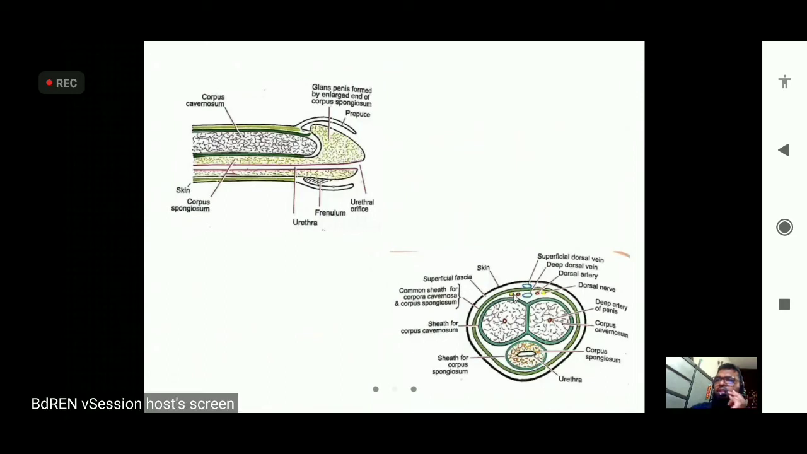One thing you need to know: the side which is continuous with the anterior abdominal wall is called the dorsum of the penis, and the side which is continuous with the scrotum is called the ventral surface of the penis. So this is the dorsal area with the deep dorsal vein in this one, and this is the superficial dorsal vein, and these are the two dorsal arteries of the penis and the deep arteries of the penis, and these are the dorsal nerves of the penis. You can understand the location from this figure.